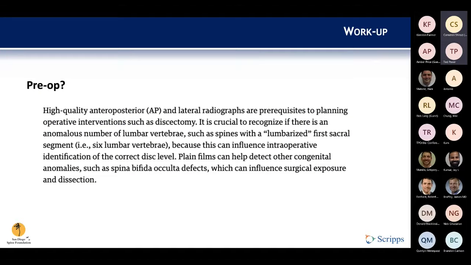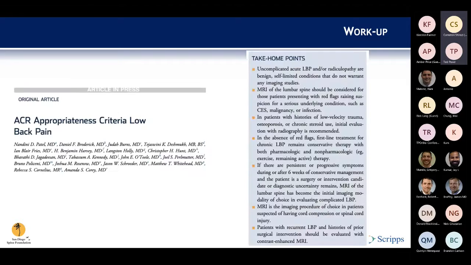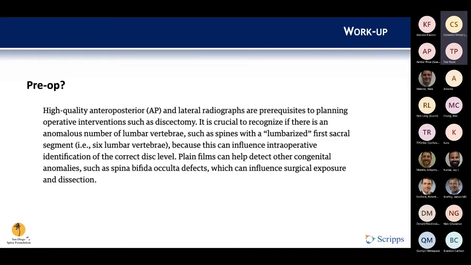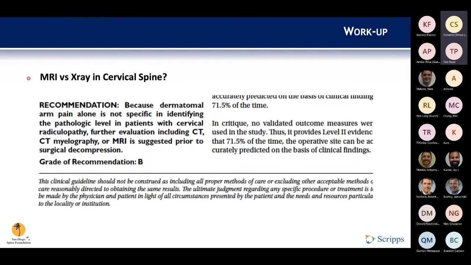So this is looking preoperatively at what x-rays you should obtain. High quality AP and lateral are necessary for operative interventions such as discectomy, and it's especially important, they note, for recognizing if there's an anomalous number of lumbar vertebrae or any kind of transitional pathology, because this will influence your intraoperative identification of the correct levels, and it can help detect other congenital anomalies. But it doesn't necessarily speak to how helpful it is in the workup. And as noted previously, unless they're having red flag symptoms, imaging is not necessarily required right away.